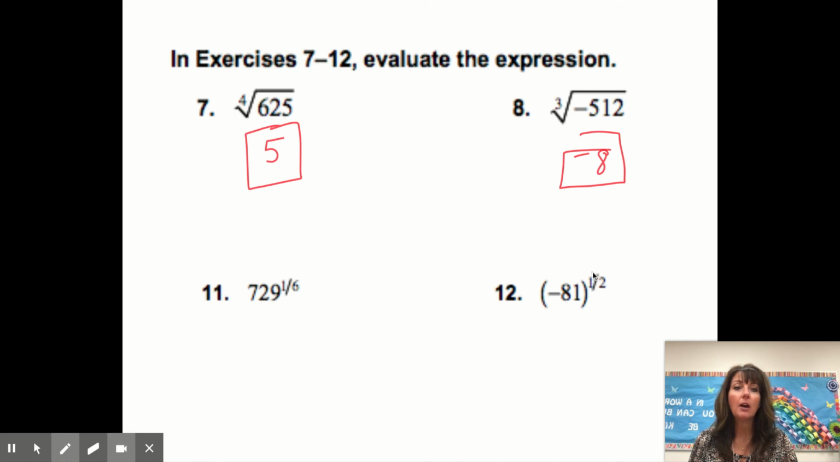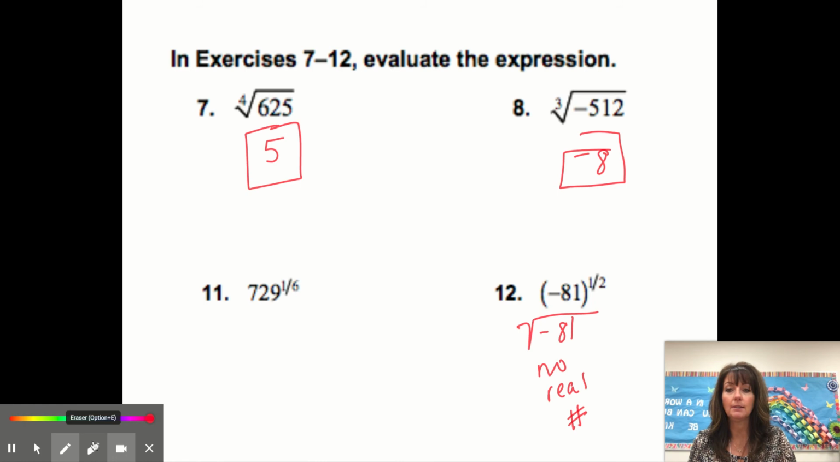So, oops. All right. So here we want the square root of negative 81, because the square root, principal root, is an even number, right? We cannot take an even root of a negative number. So there is no real number here. All right. So remember, when you have this rational exponent, that the denominator is the index. All right. So with that knowledge, pause the video and do number 11.